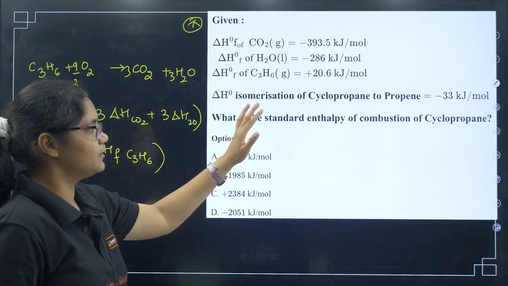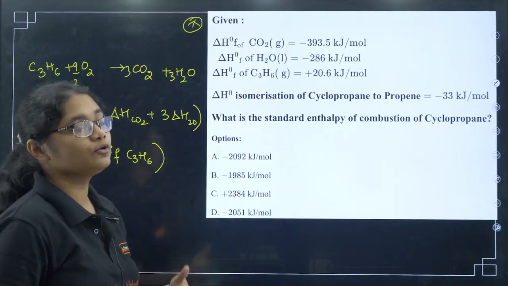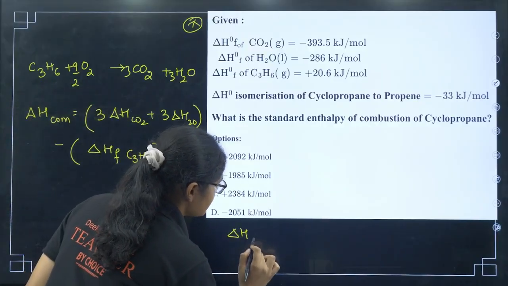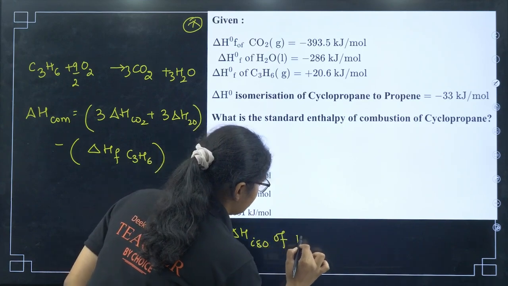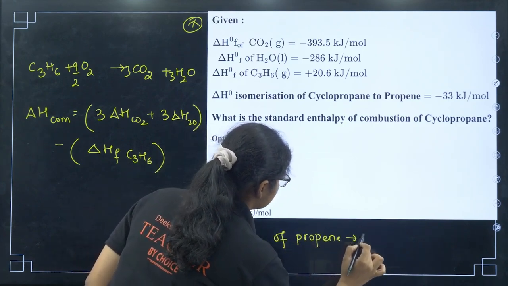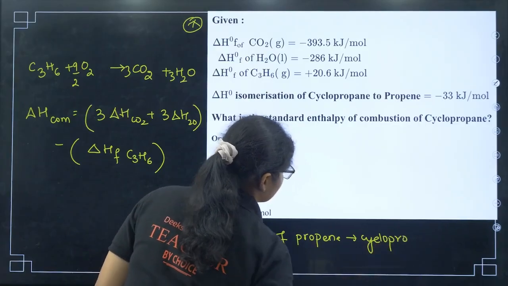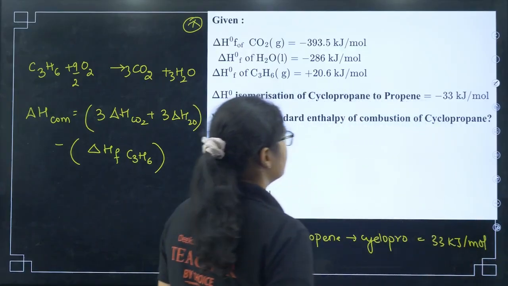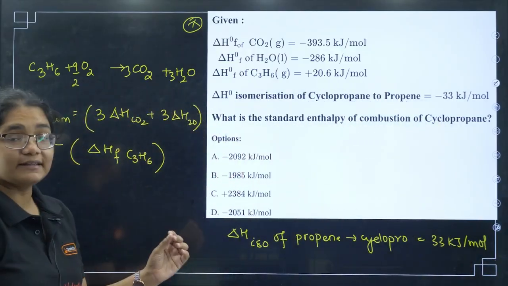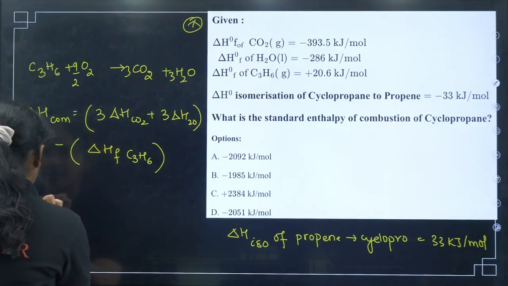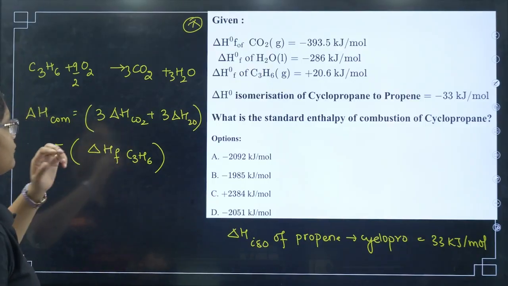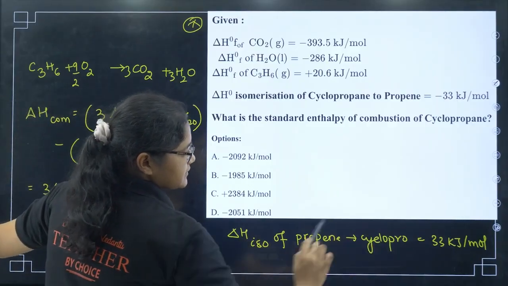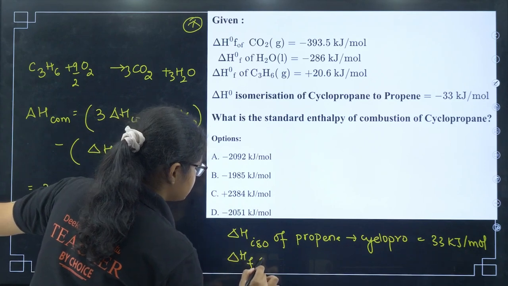But here, the enthalpy of propene is given, and the isomerization of cyclopropane to propene. How can propene isomerize to cyclopropane? I can write the enthalpy of isomerization of propene to cyclopropane. What is that value? 33 kilojoule per mole. Now, what do I have here? 3 times the enthalpy of formation of carbon dioxide. One more thing, this is plus 33. So what is the enthalpy of formation of cyclopropane?